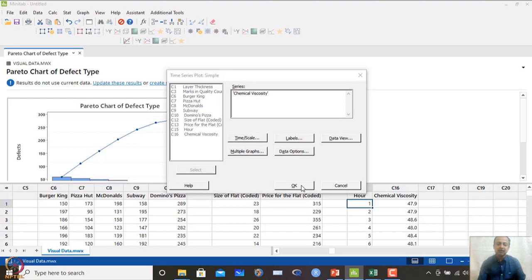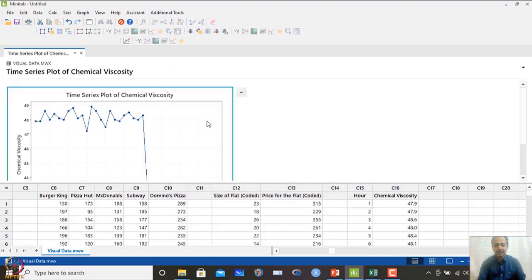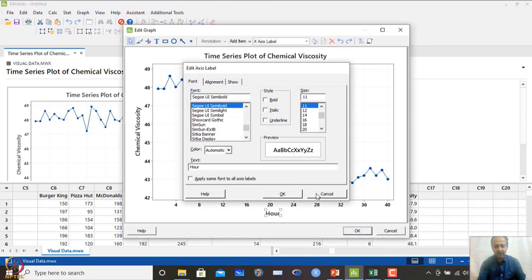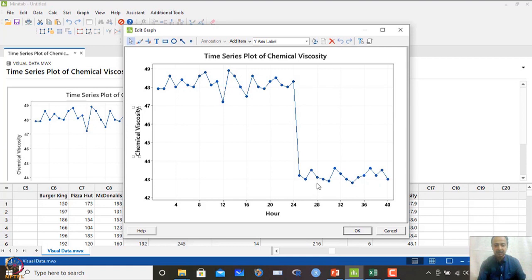So, if you click OK over here, you can see the same graphs that I have copy pasted in the PPTs. So, this is the same graph that you see. Hour is on this axis, which can be changed also, and this is the chemical viscosity on the y axis that you can see, which can also be changed.